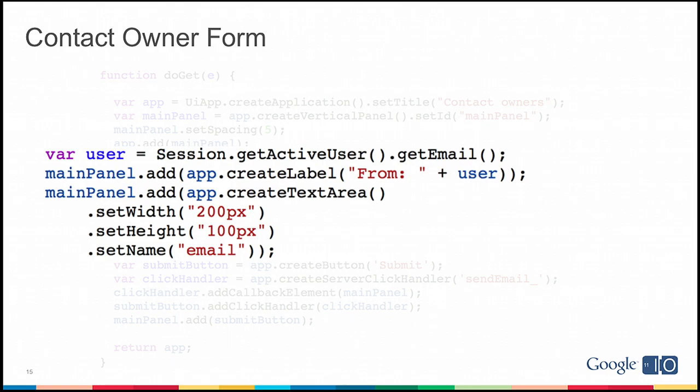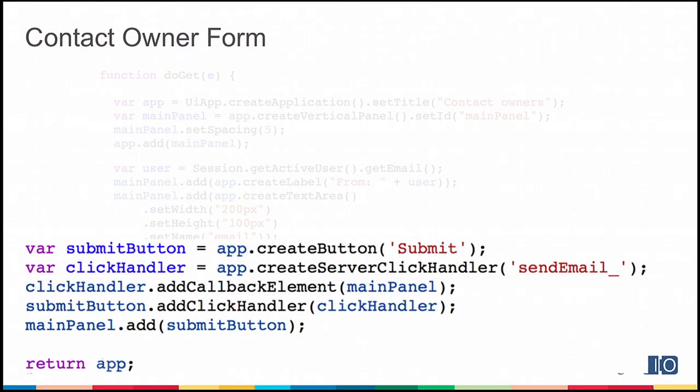We get their email address, and we will add a label to show who the email is coming from as the first element in the main panel. Then we will create a text area, set its height and width, and set its name to email. And this is where that e.parameter.email came from. Finally, we're going to create a submit button. We'll create a server click handler that points to that sendEmail function I just showed you. We will add the main panel as a callback element, and that lets us get the content of the main panel in our handler. We'll add the handler to the submit button, add the submit button to the main panel, and we'll return the app to render it. And that's pretty much it.